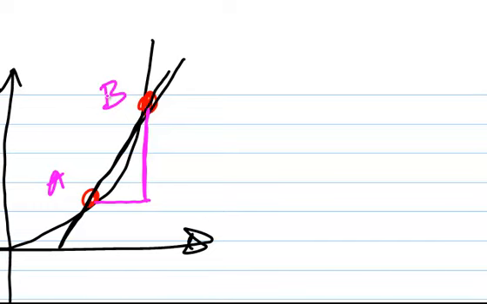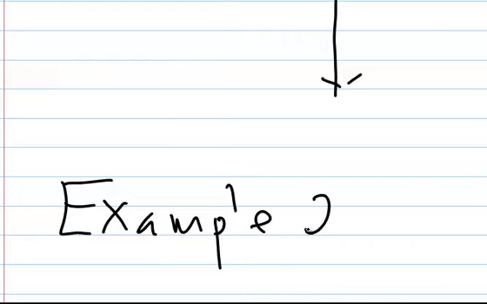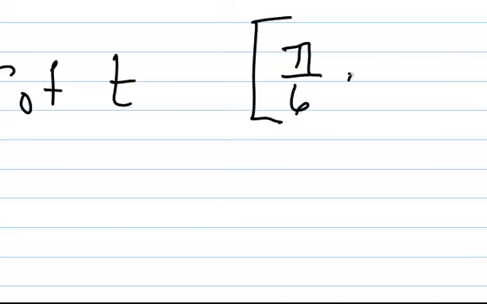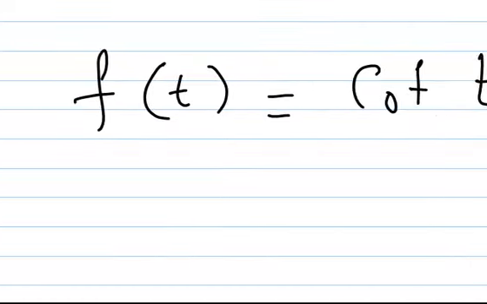So now, when we dealt with the average rate of change, I just have to remember this is basically a slope formula. Let's go ahead and take another example. So let's call it example two. Let's take a function. So we're going to say f of t is equal to cotangent t, and let's have it on the interval of pi over 6 to pi over 2.